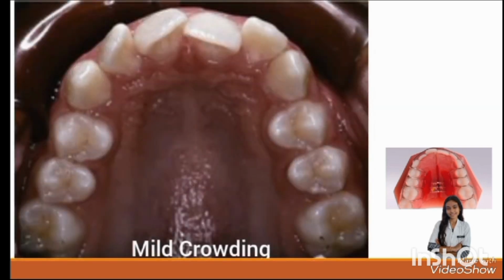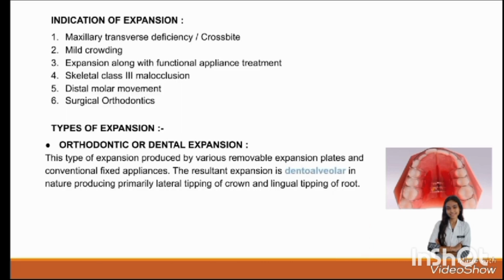Then mild crowding. Maxillary arch expansion may be used in certain carefully selected cases for the relief of mild crowding. They are most effective when mild crowding is combined with a narrow dental arch.